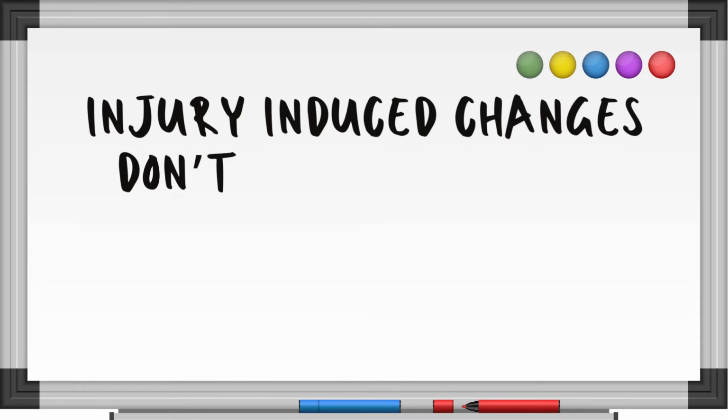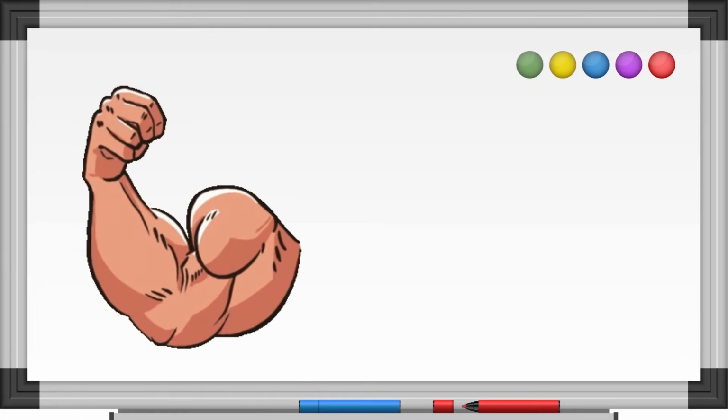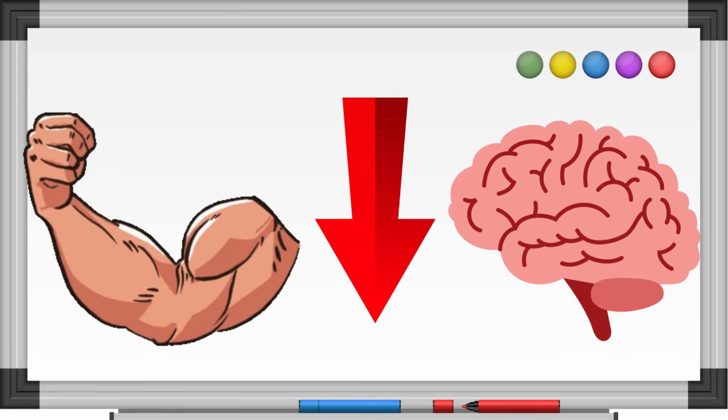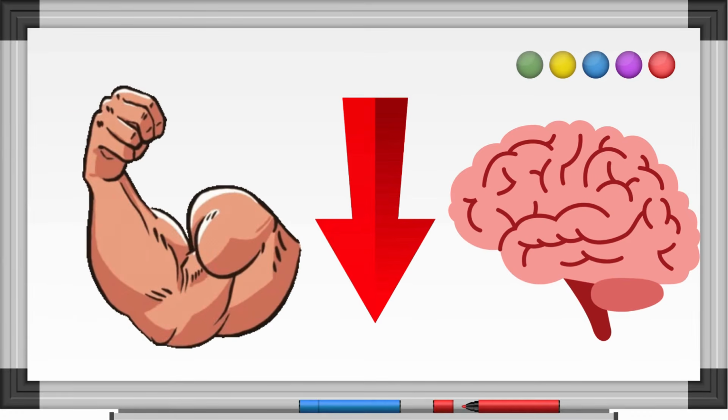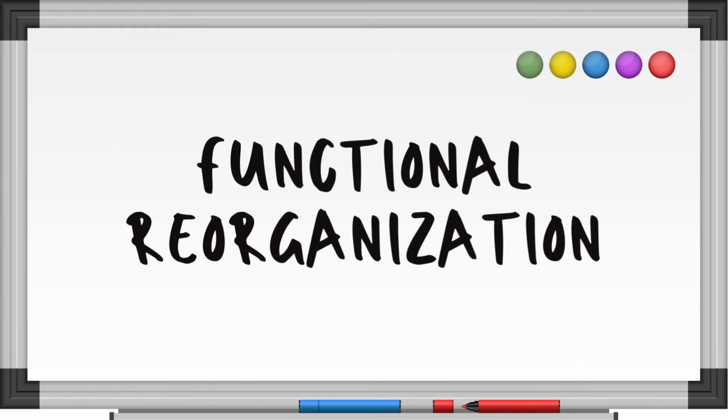However, injury-induced changes don't always happen because of direct damage to the brain itself. Instead, when a muscle or limb is injured, the body part is used less, reducing the amount of neural input that the corresponding brain region receives. This shift in activity can lead to functional reorganization. An injury does not mean that the brain area representing the body part is unhealthy, but it's simply receiving fewer inputs, which may cause other brain areas to take over certain functions.